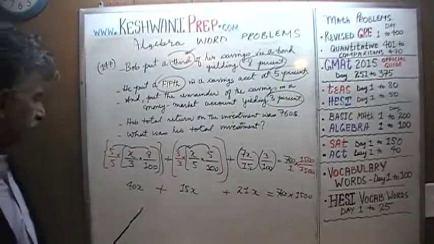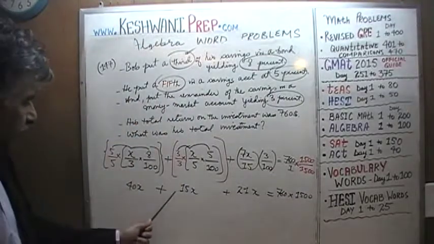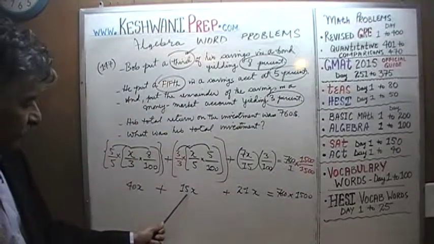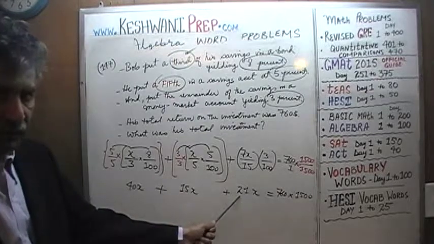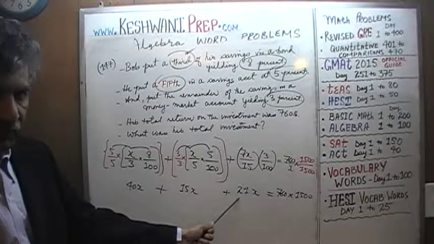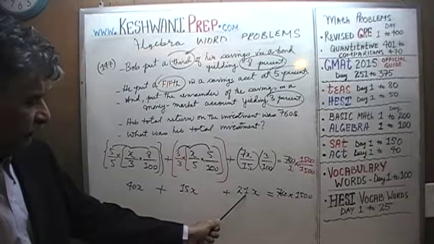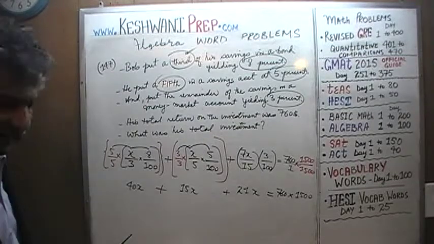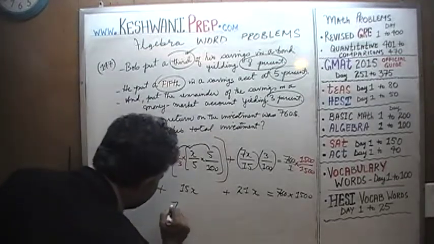Let's see what we can do here. 40 plus 15 would be 55, 55 plus 21 is 76. So we get 76x here. Isn't that nice? We get 76x.